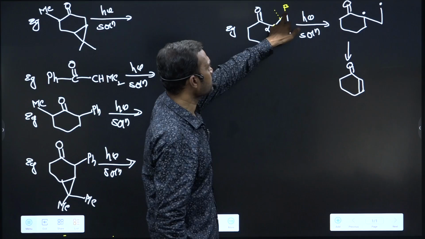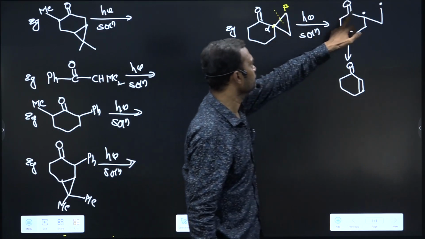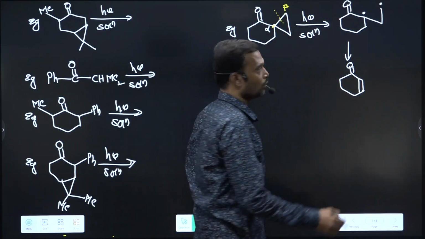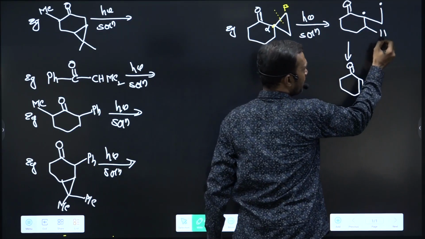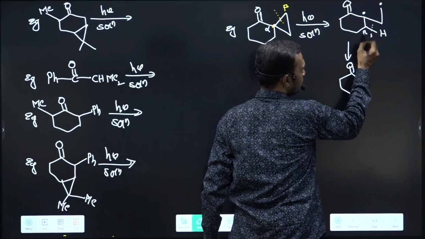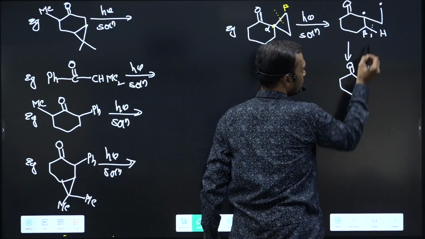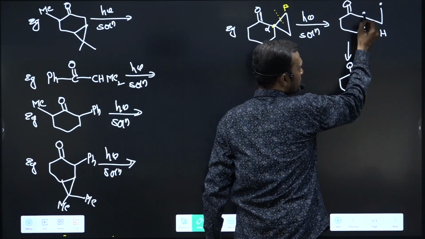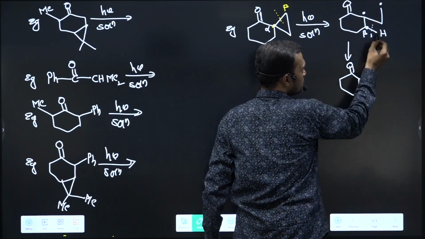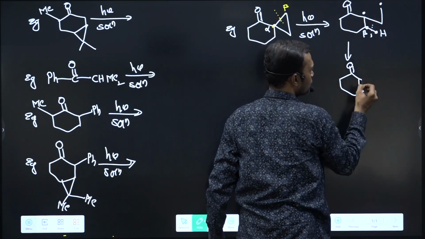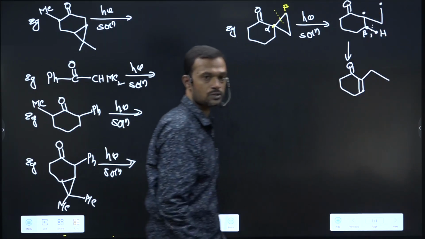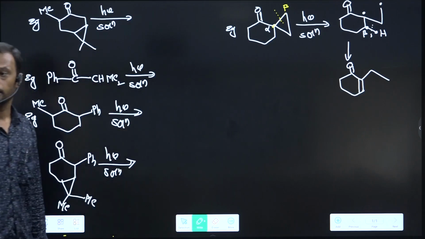If I break here, this radical stays as it is, attached to this. Now later on, this hydrogen migrates from here to here, beta. This hydrogen migrates here. This radical, you will get a double bond. This hydrogen migrates from here to here. So you will get ethyl or not? That is the answer.